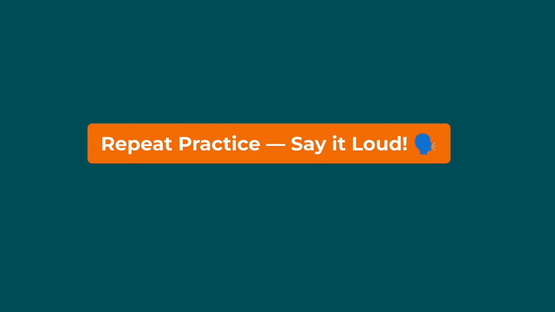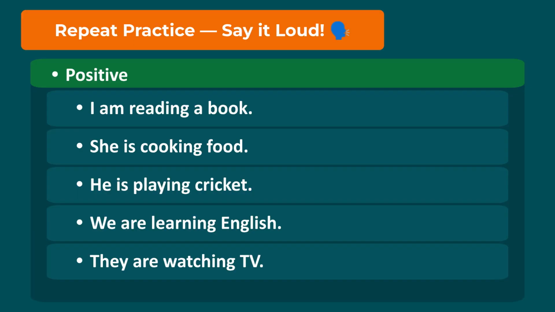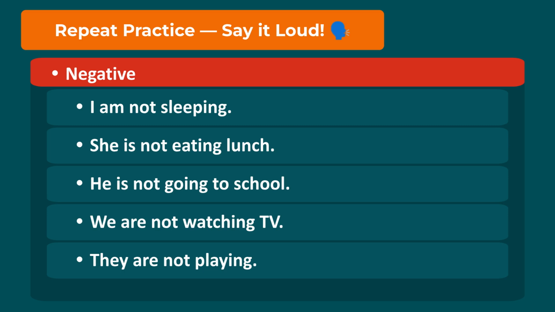Now let's practice together. Repeat after me. Say each sentence clearly and loudly. I am reading a book. She is cooking food. He is playing cricket. We are learning English. They are watching TV. Good. Now repeat the negative sentences. I am not sleeping. She is not eating lunch. He is not going to school today. We are not watching TV right now. They are not playing in the park.